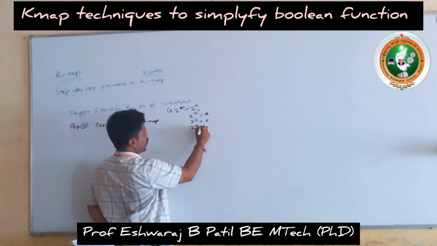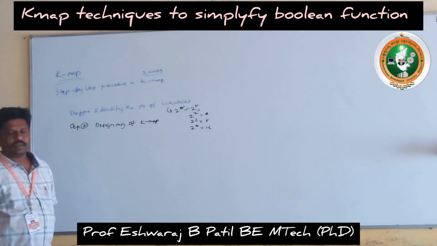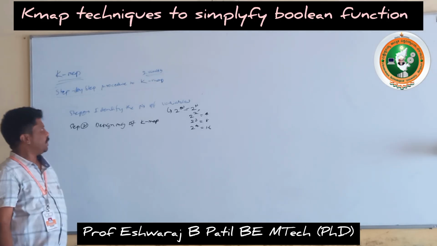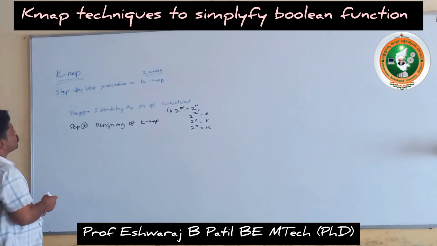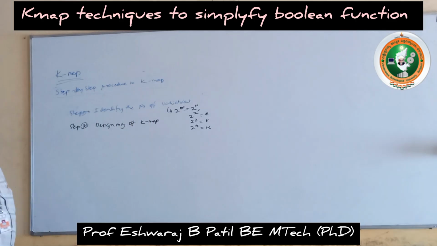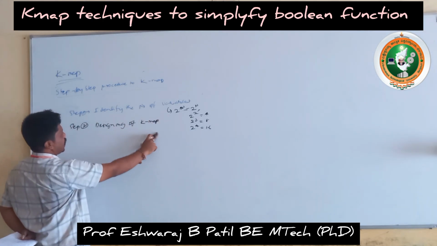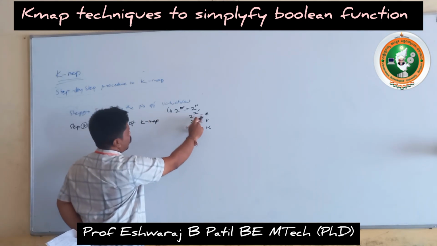If it's 4 variables, then I will go with the 16 cells of KMAP. Okay, this is all the KMAP. First, the KMAP step by step procedure to simplify. Not 2 variables, don't consider. First identify the number of variables, then design the KMAP according to the number of variables.